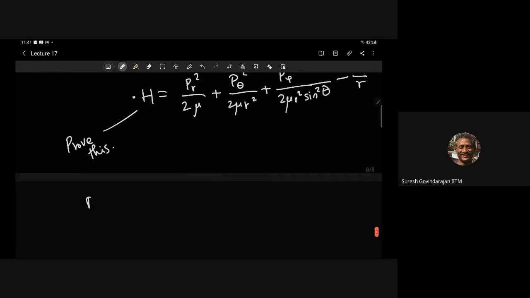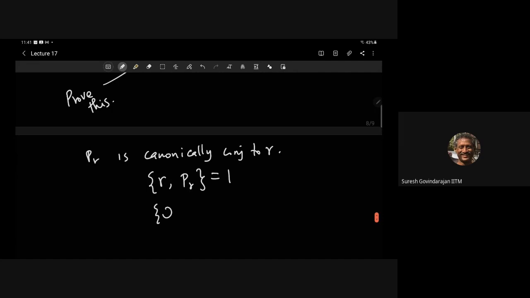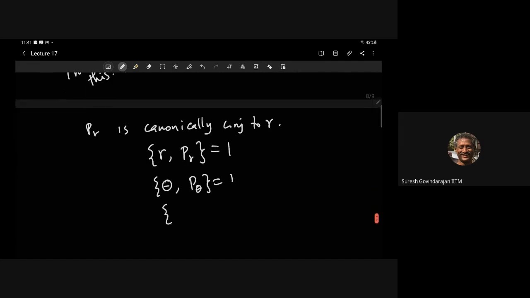So PR is canonically conjugate to R. So what does that mean? R with PR, what should this be? Sir, 1. Similarly, theta with P theta is 1. All other things which I am not writing are 0. Phi with P phi equal to 1. Okay, so this is what we get.